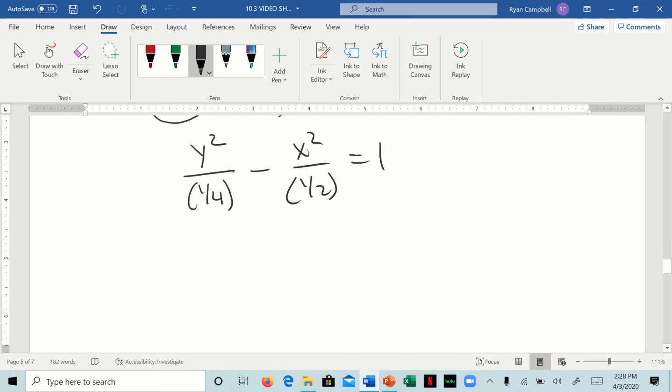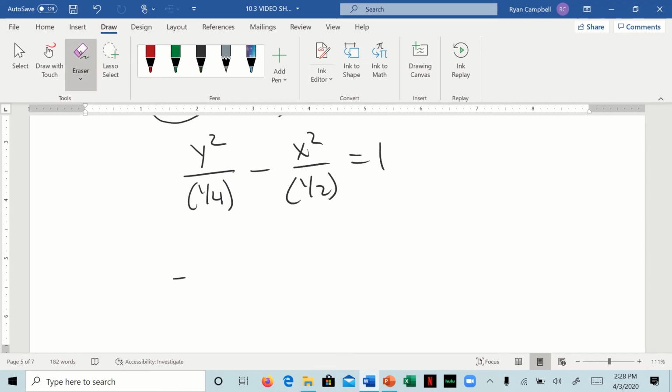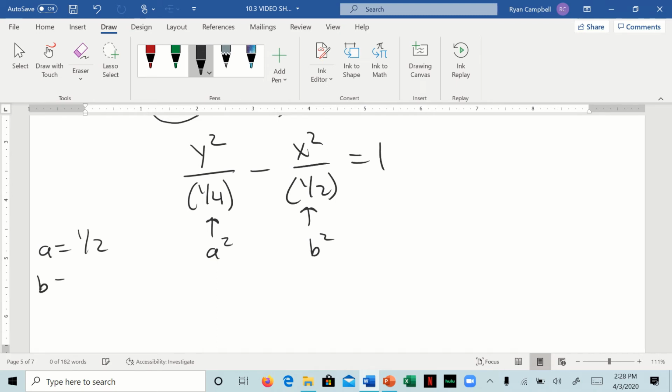And again, if you just want to check, we get y squared divided by 1/4. That's the same as y squared times 4 over 1, which is 4y squared, right? So same thing. All right. So, as we always said, a is first for hyperbola, right? So, a is the square root of 1/4, which is 1/2. B is the square root of 1/2, which is 1 over square root of 2.